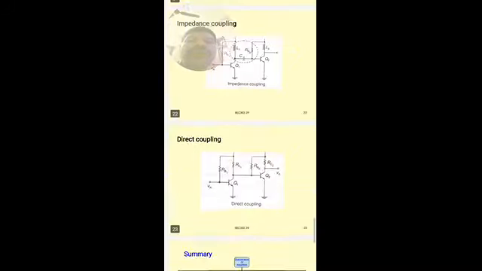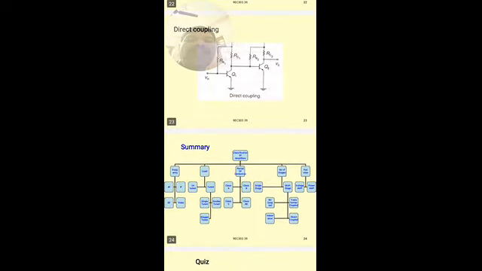So the direct coupled amplifier: the output of one stage is connected directly as input of the next stage, so it is called a direct coupled amplifier. So that is the summary of what we have studied.